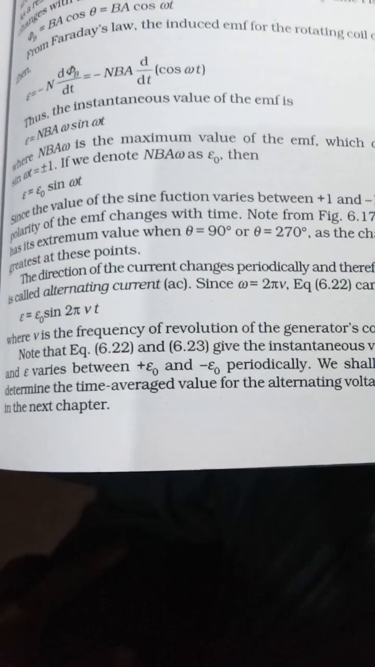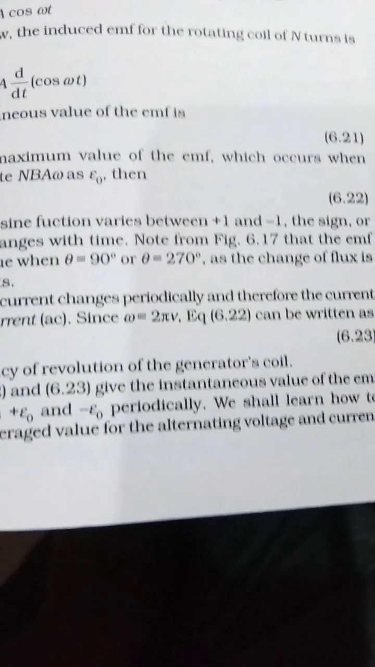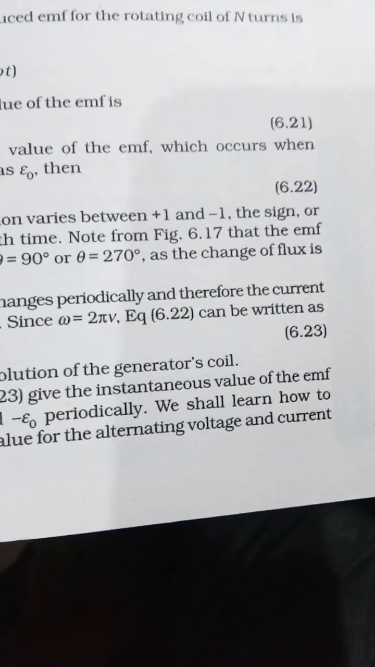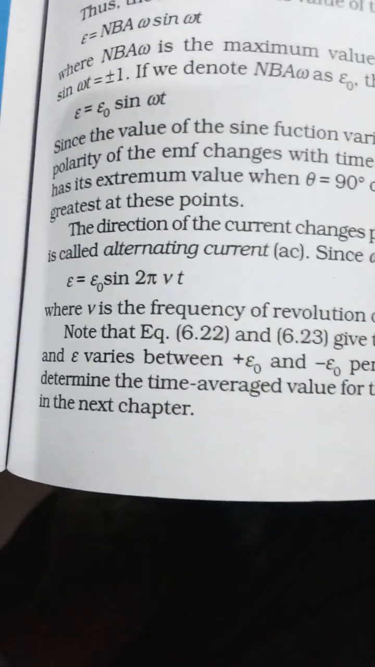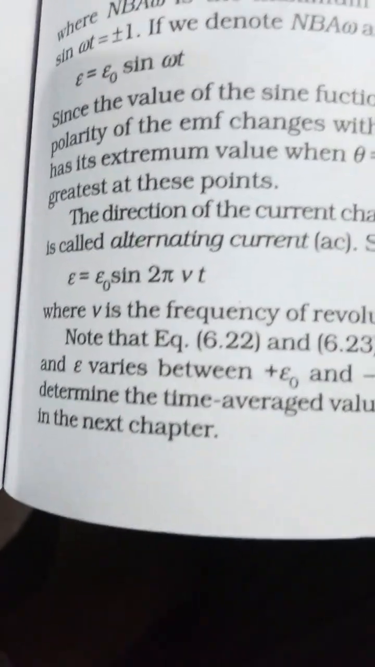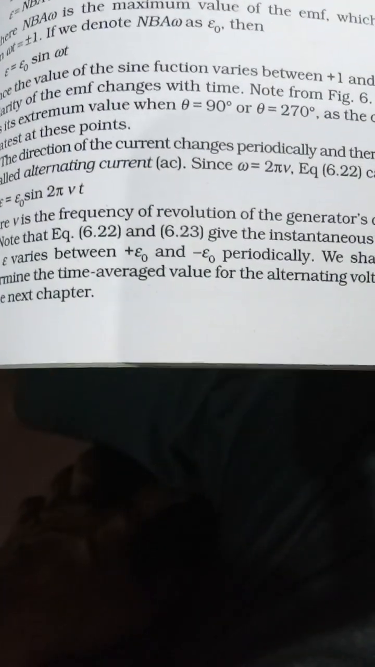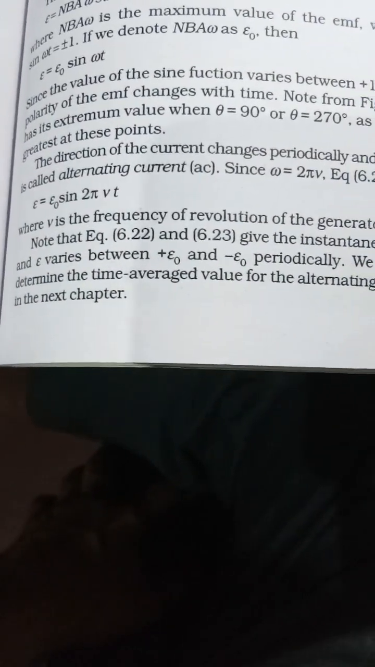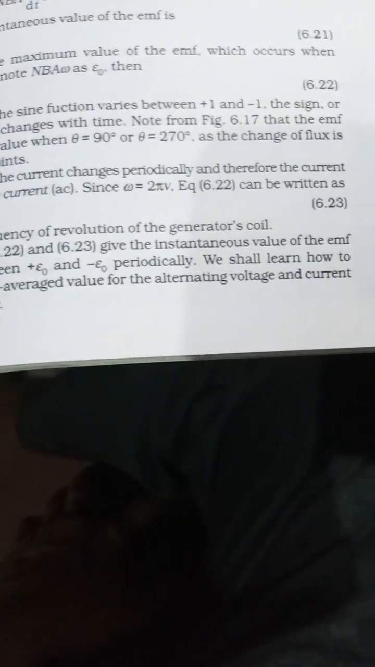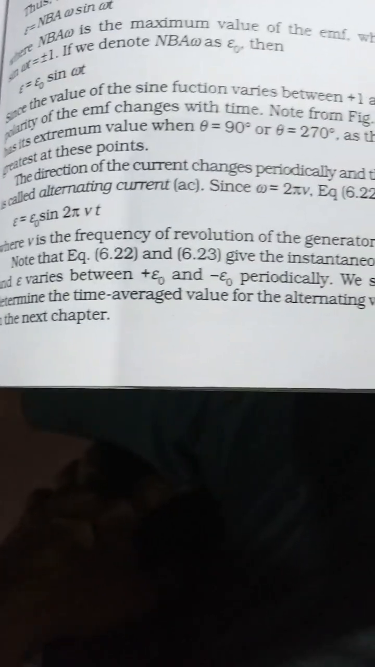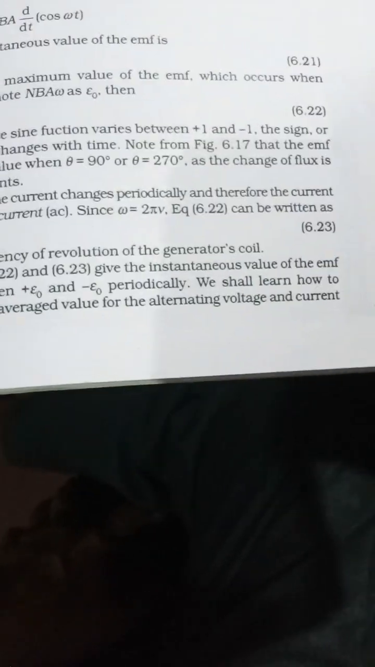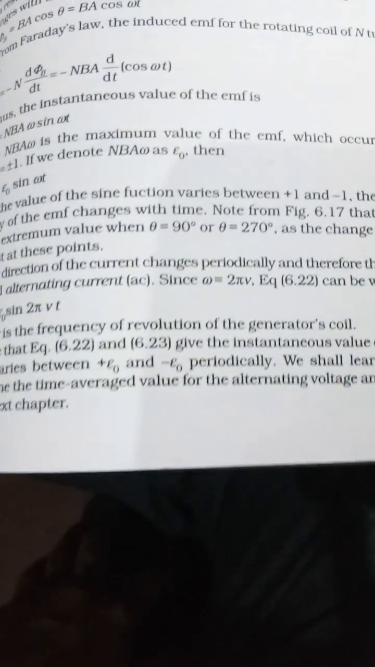Alternate, changes periodically, alternate. Since omega is equal to 2 pi nu, equation 6.22 can be written as e equals E0 sin 2 pi nu t, where nu is the frequency of revolution of the generator's coil. Note that equations 6.22 and 6.23 give the instantaneous value of the EMF, and e varies between plus E0 and minus E0 periodically. We shall learn how to determine the time averaged value for the alternating voltage and current in the next chapter.